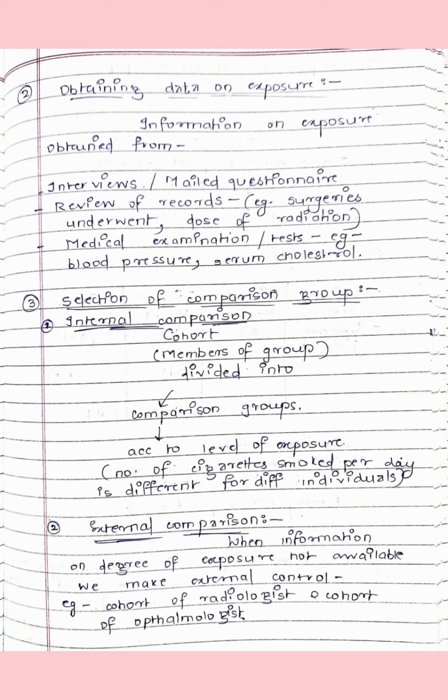Step 3 is selection of comparison group. There are two comparisons, internal and external. In the internal comparison, we divide the members within the group into comparison groups according to their level of exposure. Say the number of cigarettes smoked is different for every individual. The external comparison is used when we do not have any information on degree of exposure, so we use an external control, say smokers and non-smokers, or a cohort of radiologists or ophthalmologists.